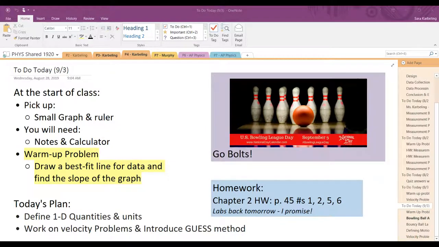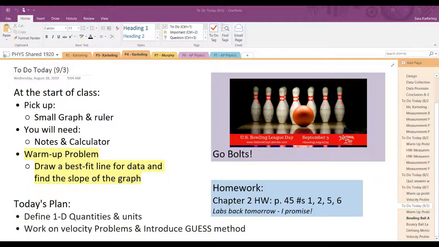And before we start working on the warm-up problem, I just want to draw your attention over here to the fact that there is some homework that you'll need to do for tonight. So if you want to write that down right now so you don't forget, so you don't miss it, it's chapter 2, page 45, questions 1, 2, 5, and 6.